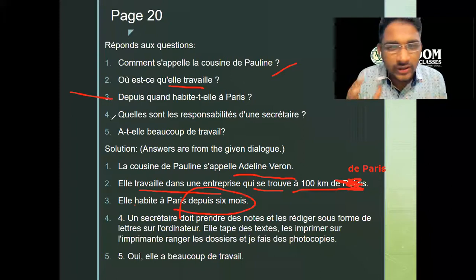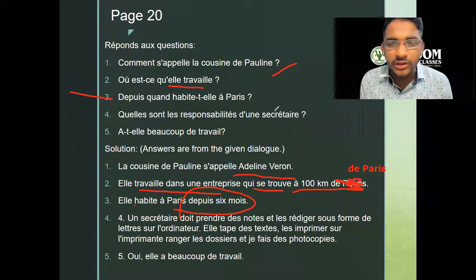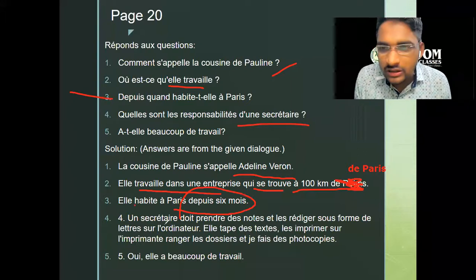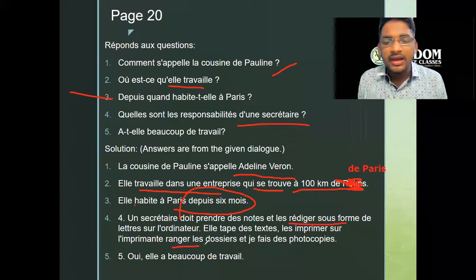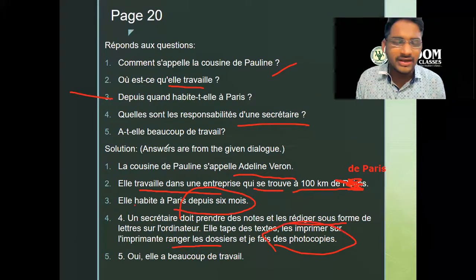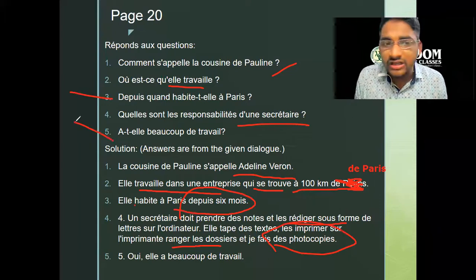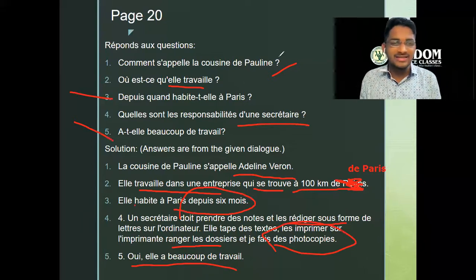Fourth one, quelles sont les responsabilités? I just like the pronunciation of French, okay? What are the responsibilities of a secretary? So a secretary doit prendre des notes. A secretary has to take notes and write letters on the computer. She has to type text, print it on the printer, arrange the files and do photocopies. So there is a lot of work that a secretary does. A-t-elle beaucoup de travail? Does she have a lot of work? Oui, elle a beaucoup de travail. Yes, she has a lot of work. That's pretty nice.